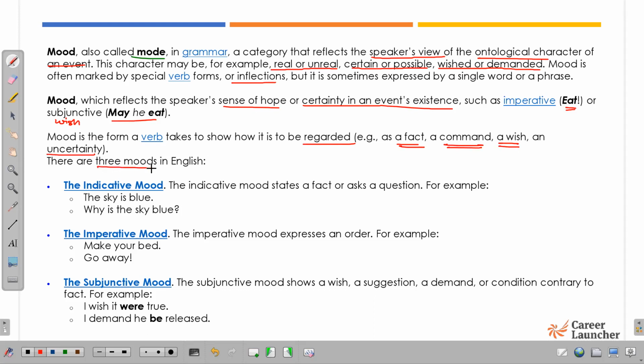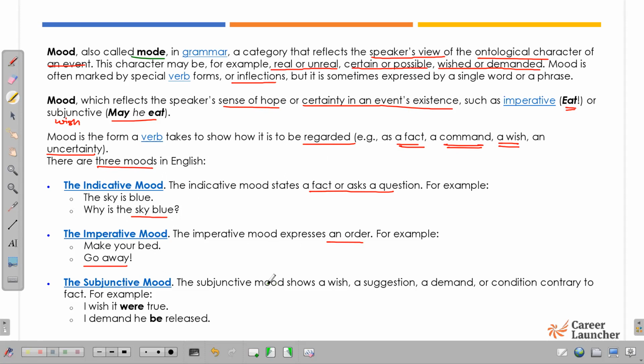So there are three moods in English, primarily the indicative, which indicates a fact or asks a question. For example, the sky is blue is a fact, you are indicating a fact. And then, why is the sky blue? You are interrogating, so a question. All of that reflects an indicative mood. We have an imperative where we command. The imperative mood gives an order or a command. For example, make your bed, go away. So commanding, the imperative, but the examinations are more interested in asking you the subjunctive.